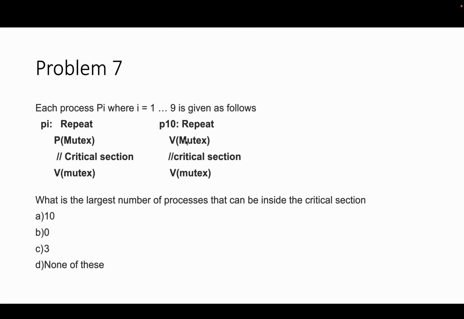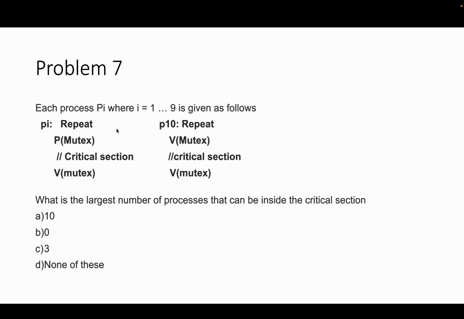But say P10 finishes execution and comes out, and then does an up again. Then P3 will also be able to enter, and then P10 will also enter. So in this manner, if first P1, or some other process out of P1 to P9, executes and does a down, making the mutex value 0, and then P10 executes, it will make the value of mutex 1, it will do an up.